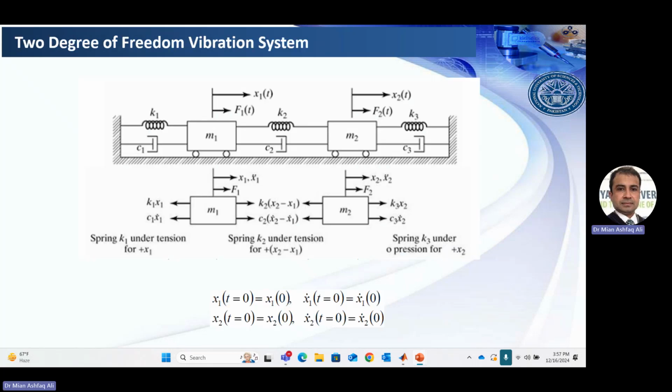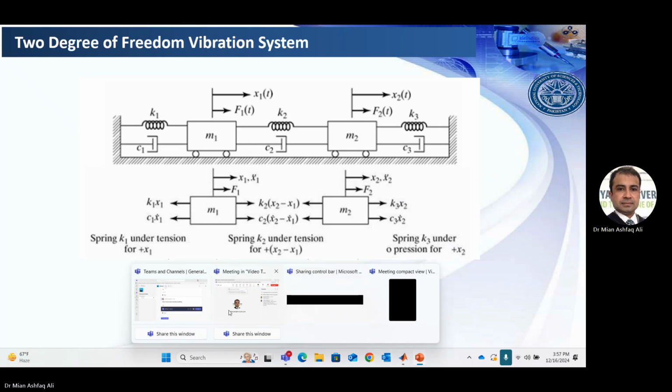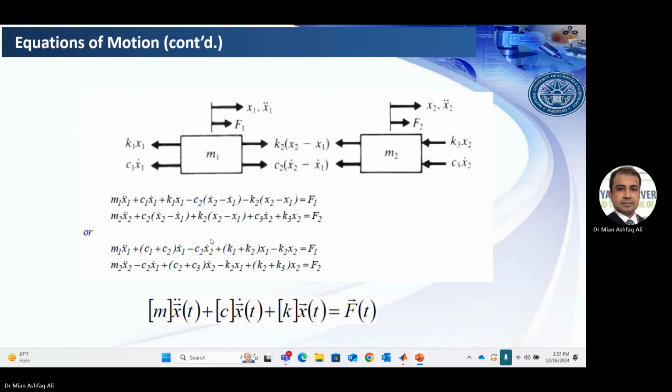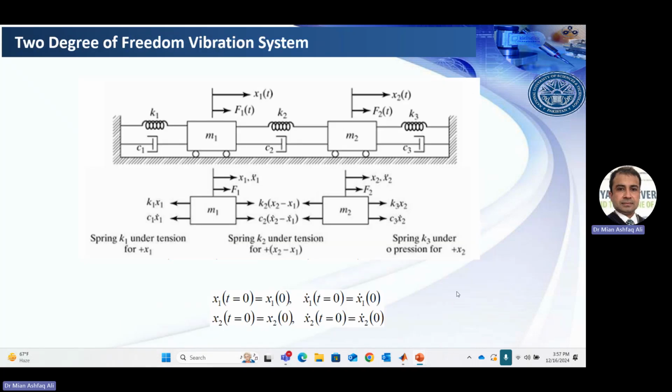So this is a generalized 2 degree of freedom system. There are two masses attached to different springs and dampers to the ground and to each other. And then we can draw a free body diagram in which we can show different forces and the magnitudes of the forces.